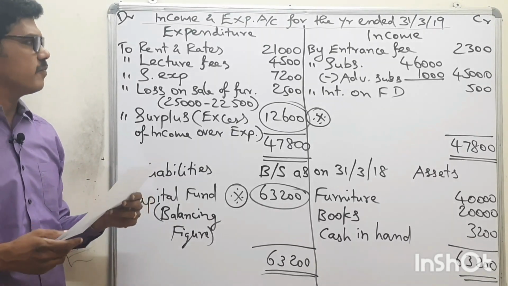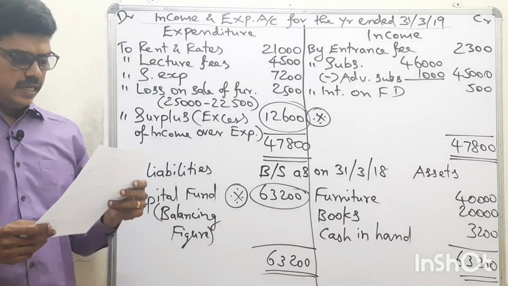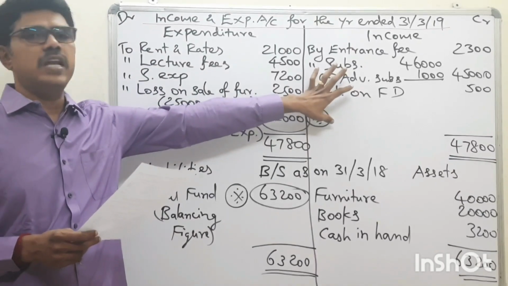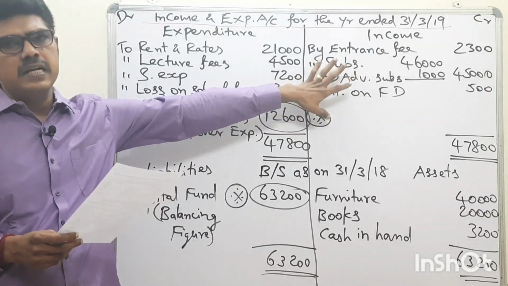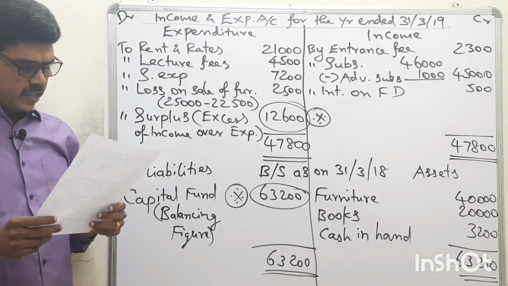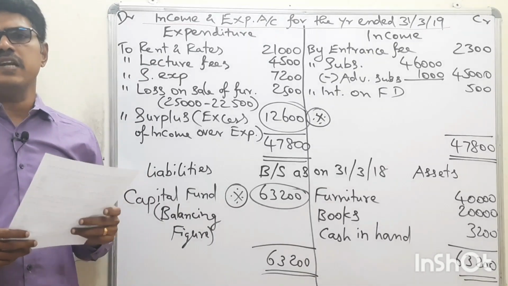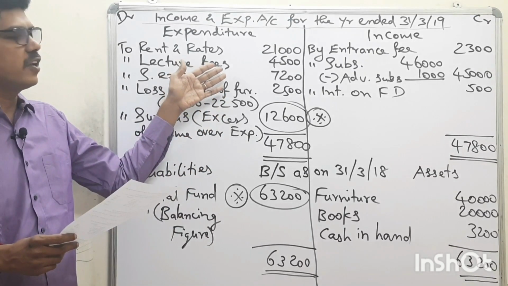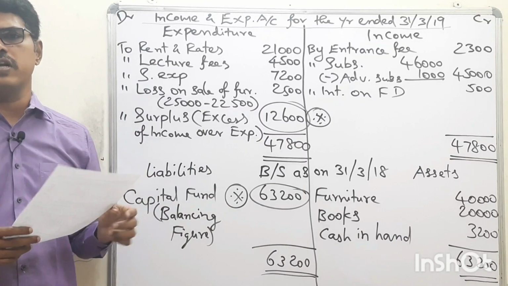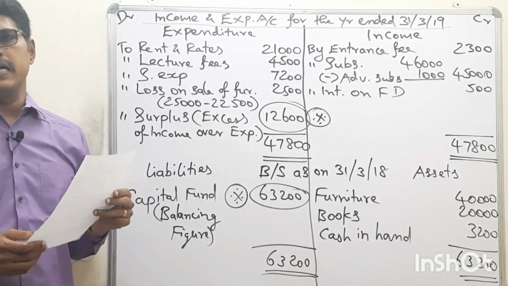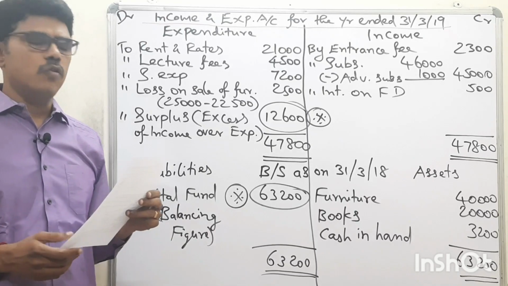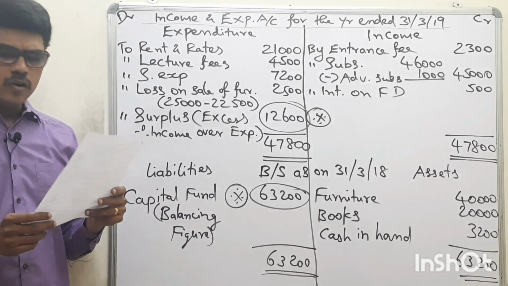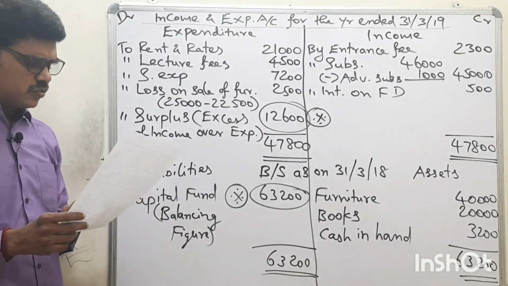If we come to the receipt side, we should see what are the recurring incomes or recurring receipts. Only the recurring receipts for the current year should be shown on the income side of the income and expenditure account. First, they have given cash in hand. Opening cash in hand will not affect the income and expenditure account or the current year balance sheet. This will be used only for preparing the capital fund, by preparing the opening balance sheet. We can calculate the capital fund by preparing the opening balance sheet. There only we will have to use this amount.